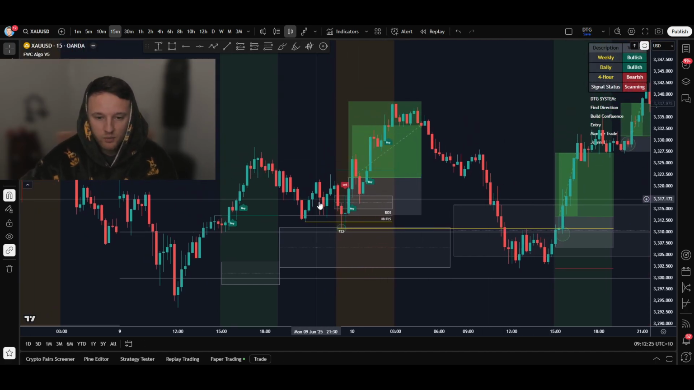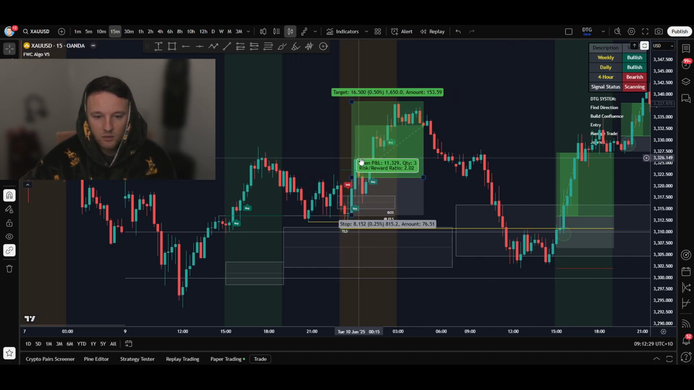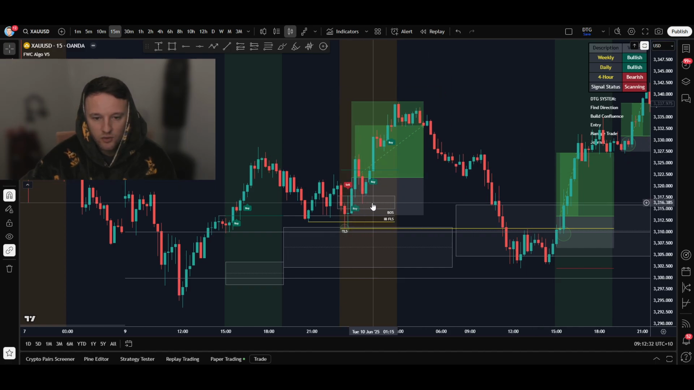And then for the entry, we get the 15-minute buy signal from the DTG indicator. If you entered here, you would have seen a bit of profit, then sat through a little bit of drawdown. Price come back to retest our retracement level right here.